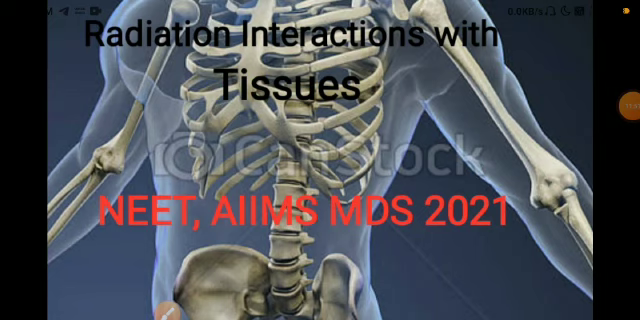Radiation interactions with the tissues. Only 9% of the radiation from the X-ray tube will go without any interaction to the receptor film. And this is the detailed explanation of the three types of interactions, and this is all about the radiation physics.